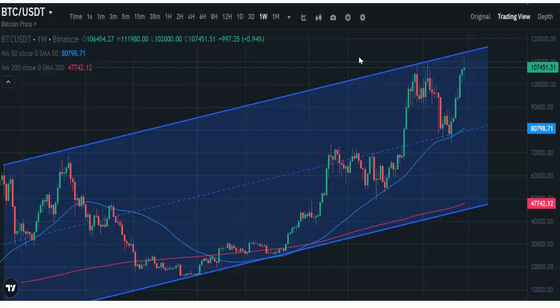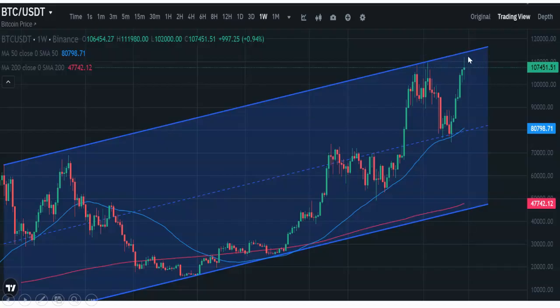Okay, the Bitcoin has reached an all-time high at 115, sorry, 115,000. But as I told you before, this is the weekly chart, and I told you it's moving in a historical rising channel.